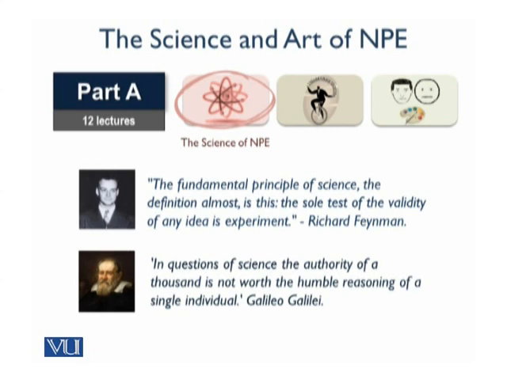So Galileo said, in questions of science, the authority of 1,000 is not worth the humble reasoning of a single individual. So again, it confirms the things we've mentioned earlier, that science does not depend on opinion. It depends on evidence which is observed after controlled experimentation, and those observations are independently verifiable.